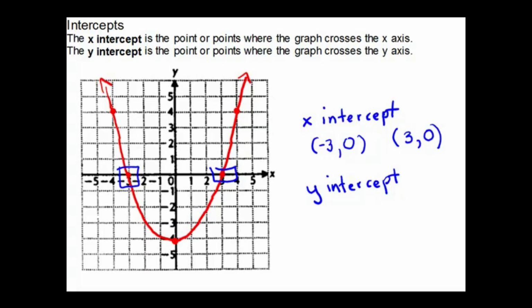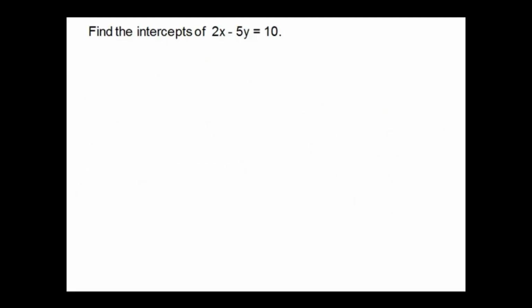Let's look for the y-intercept on this graph, and there's only one right here. And its coordinates are 0 going across, so 0 for x, and -4 for the y. If we want to find the intercepts of an equation, we can do it algebraically. For the x-intercept, we will substitute 0 into y, and for the y-intercept, we will substitute 0 into x.